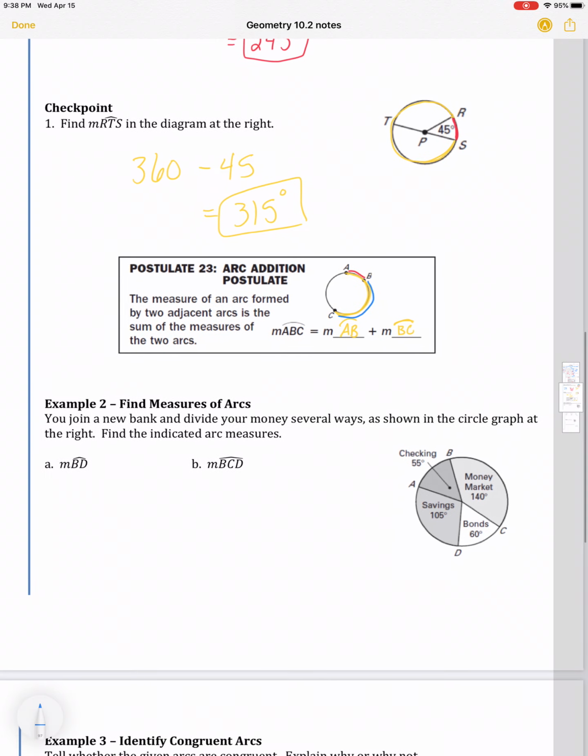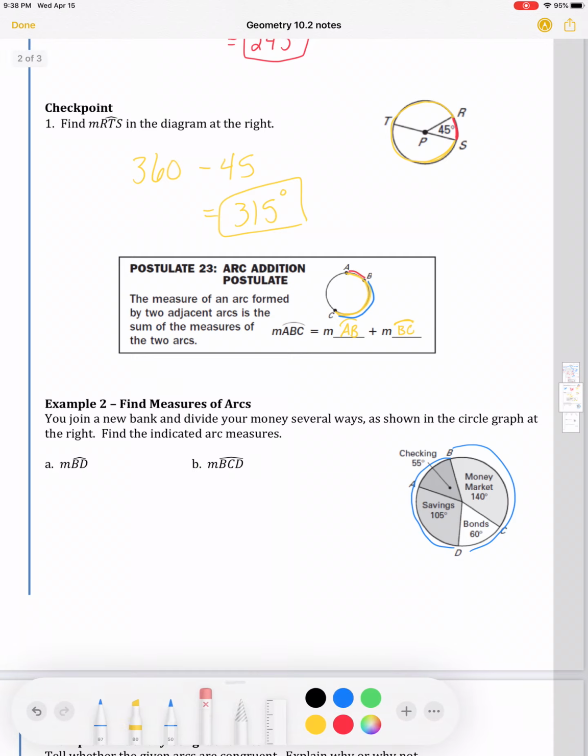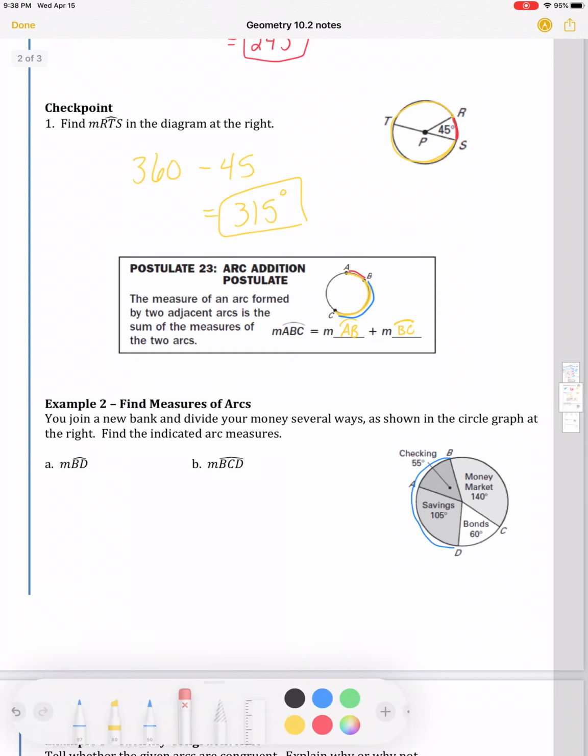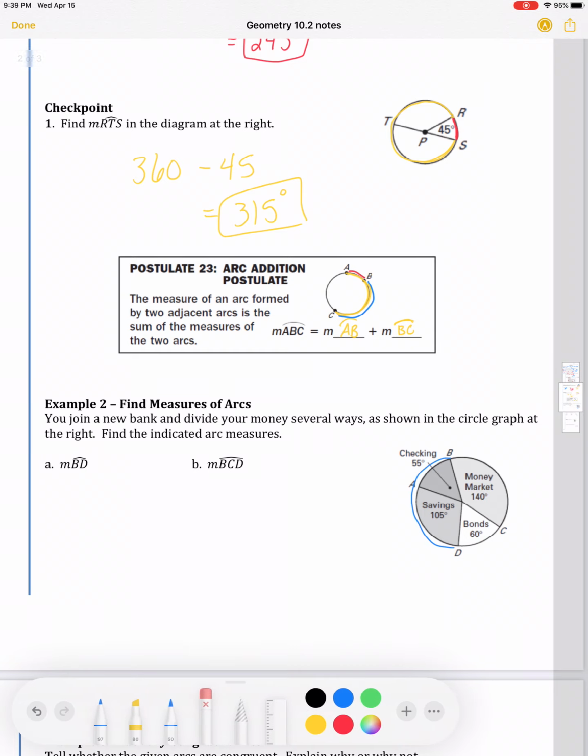Okay, so example 2. Find the measures of the arcs. So the first one, we want to find out how big is it from B to D. So B to D is 2 letters. Notice we could go 2 directions. We could go this direction, B to D, or we could go this direction, B to D. Since it's 2 letters, we take the shorter direction. So you take the shorter distance around, which is going to be from the left there.